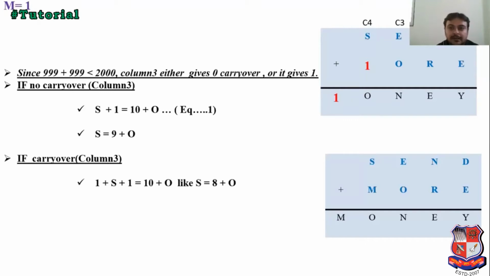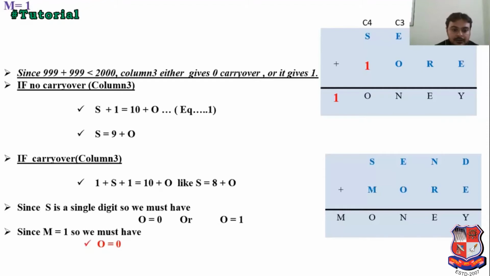Now we apply a carry from column number 3. So we can write column number 4 as S plus 1 plus 1 is equal to 10 plus O. So S is equal to 8 plus O. Since S is a single digit, O must be 0 or 1. So O is equal to 0 or O is equal to 1. But we can see 1 is already assigned to M. So we can easily conclude O is equal to 0 for this example.